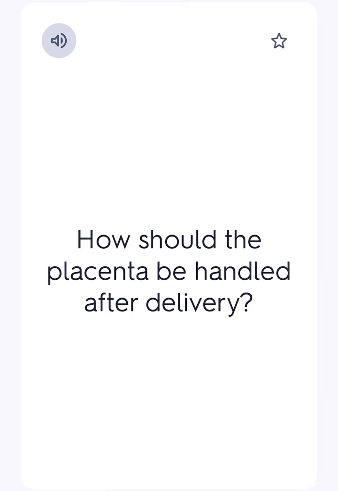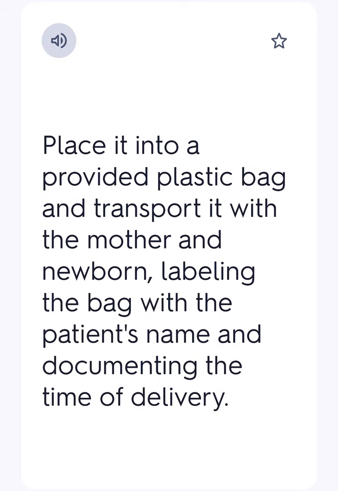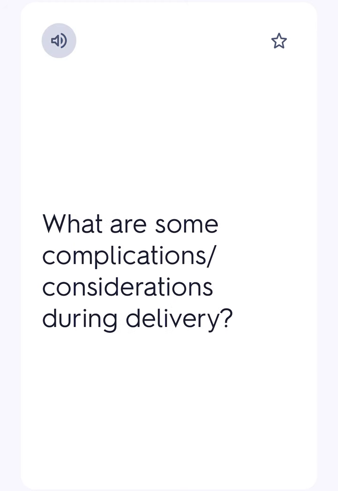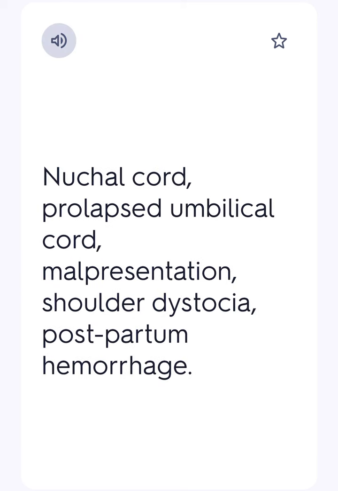How should the placenta be handled after delivery? Place it into a provided plastic bag and transport it with the mother and newborn, labeling the bag with the patient's name and documenting the time of delivery. What are some complications/considerations during delivery? Nuchal cord, prolapsed umbilical cord, malpresentation, shoulder dystocia, postpartum hemorrhage.